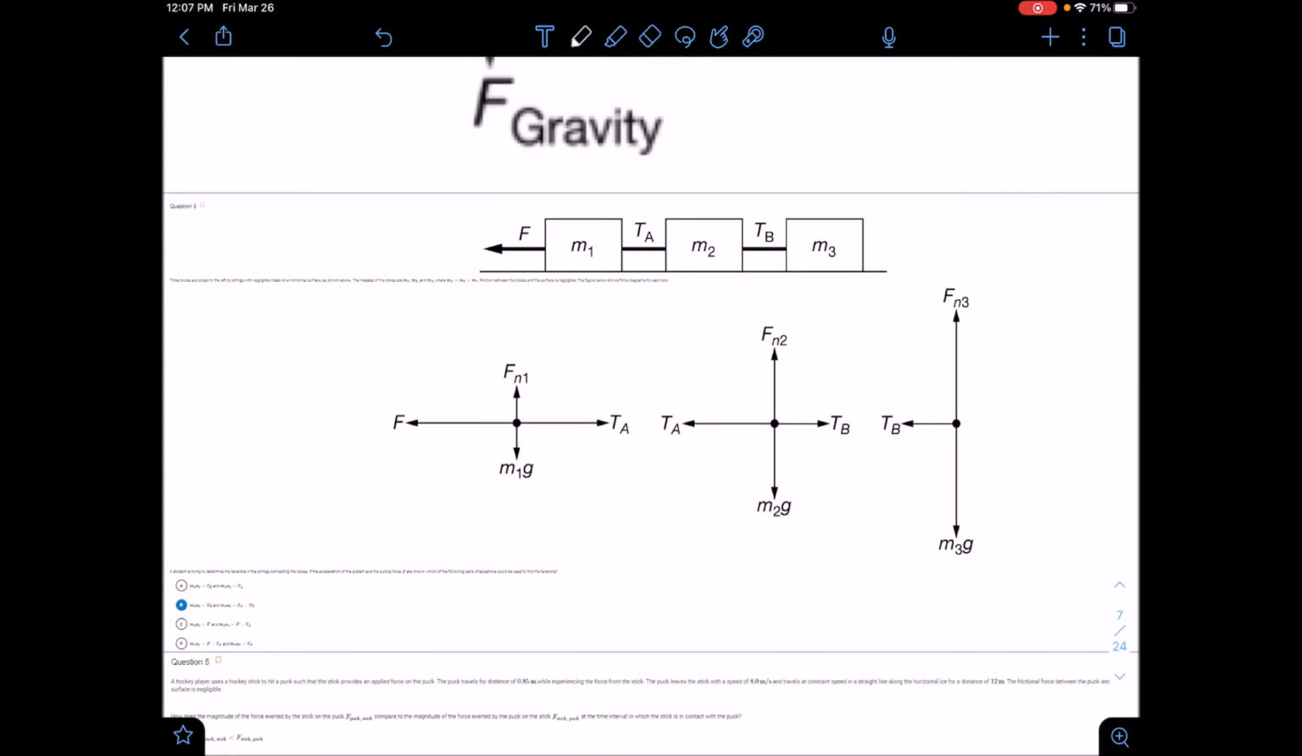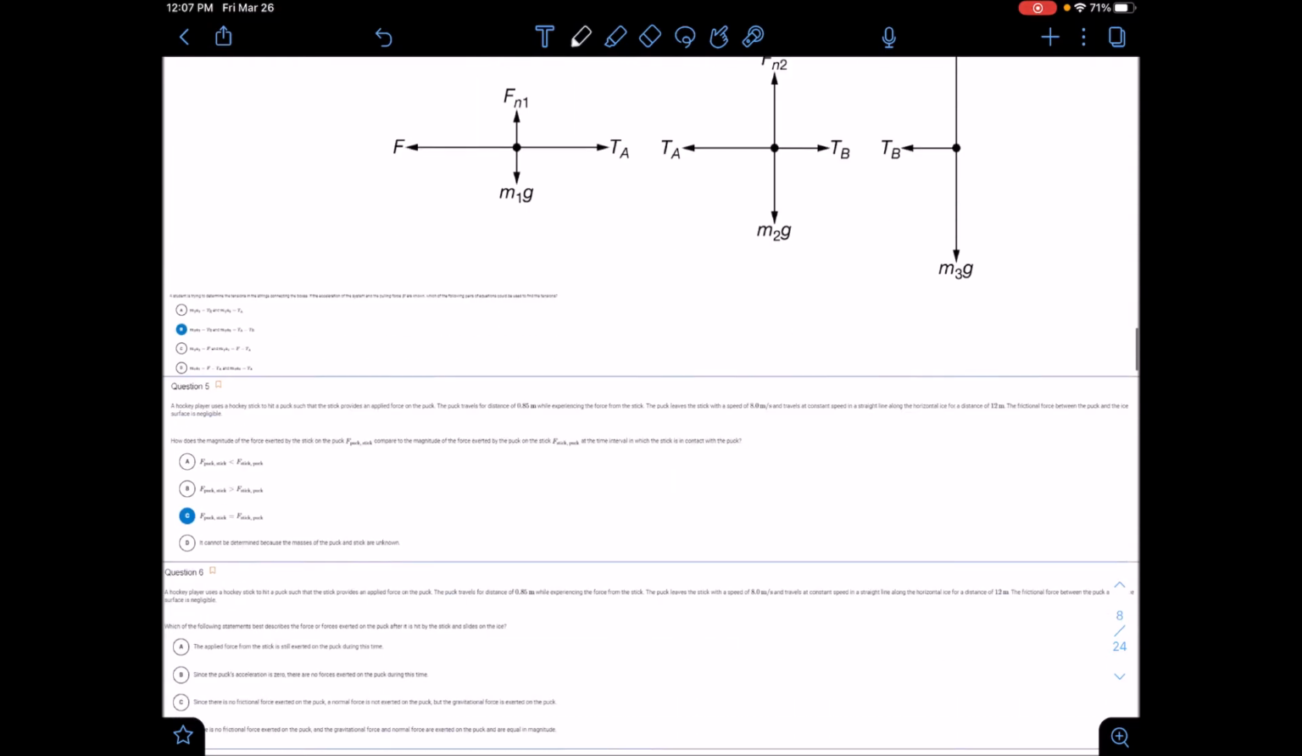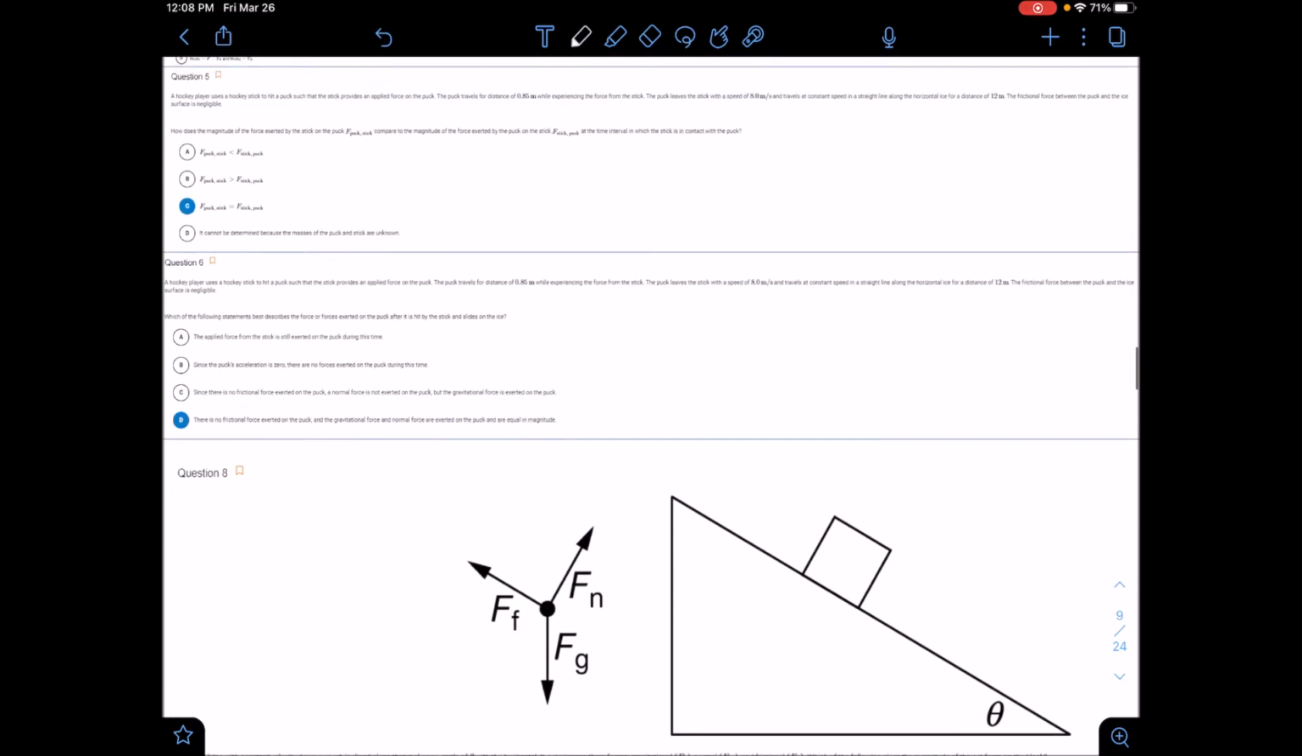Alright. Oh, this is a duplicated question. Okay. A hockey player uses a hockey stick to hit a puck such that the stick provides an applied force on the puck. The puck travels for a distance of 0.85 meters while experiencing the force from the stick. The puck leaves with a speed of 8 meters per second and travels at a constant speed in a straight line along a horizontal ice up for a distance of 12 meters.